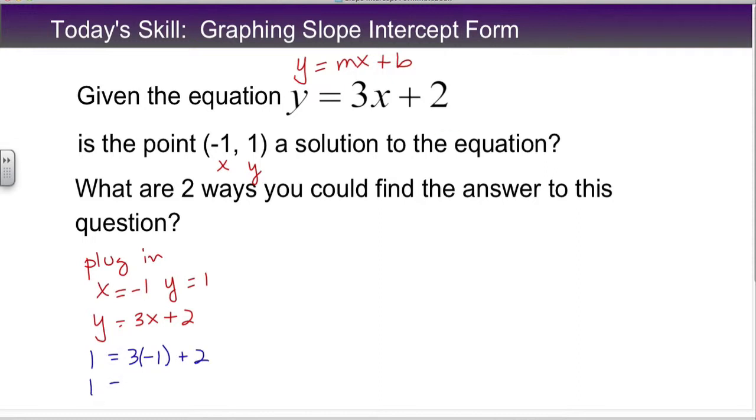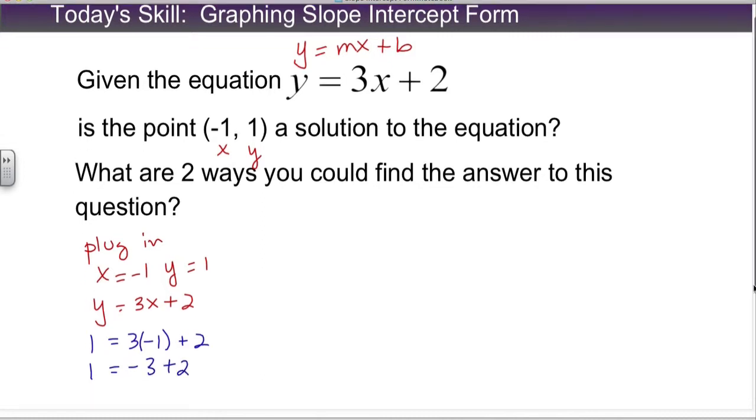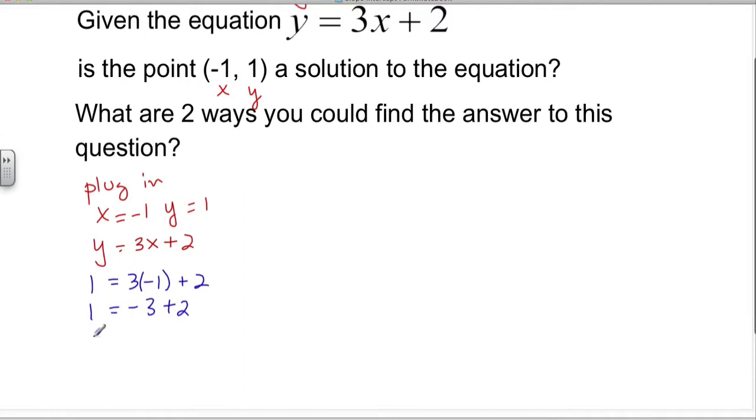So we simplify that. So we get 1 equals 3 times -1 is -3, -3 plus 2, and then -3 plus 2 is actually -1. 1 does not equal -1, so we know that it's not a solution to the equation. So that's one way, right? Plugging it in.